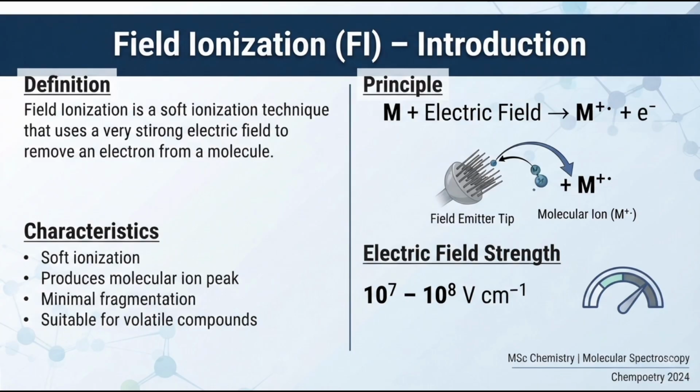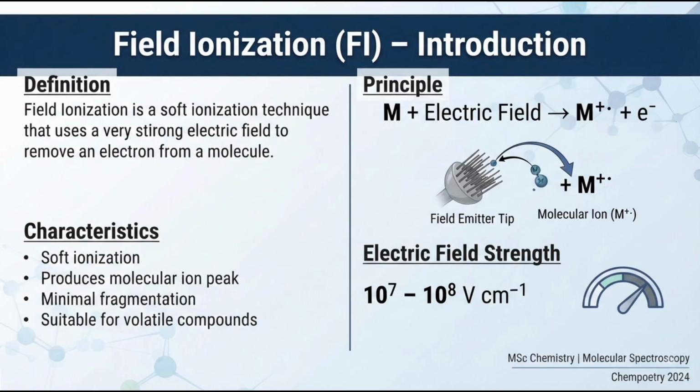Here, M plus electric field gives rise to M positive radical plus electron. M represents the neutral molecule. When the molecule interacts with a strong electric field, one electron is removed. Therefore, we obtain the molecular radical cation, M plus radical. This is why FI is called a soft ionization technique, because the molecule generally does not receive enough excess energy to undergo extensive fragmentation.